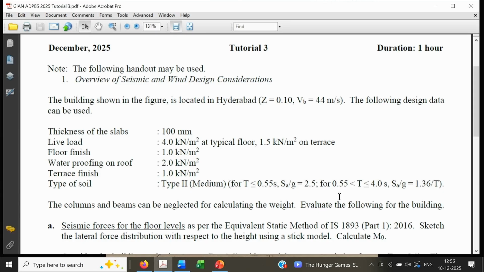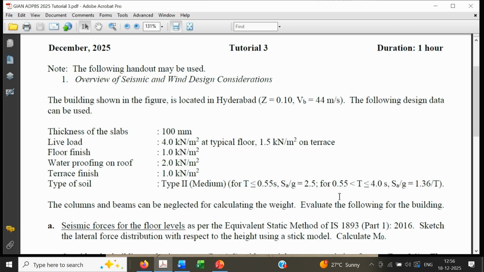I am just circulating one tutorial. Srihari, can you please circulate? Again, this is just to internalize whatever we have studied. You can start with a building that is very regular in plan, not much of an issue in terms of complexity. It is located in Hyderabad. That means now from the zone map, I can get the value of Z. From the basic wind speed map, I can get the value of the basic wind speed.